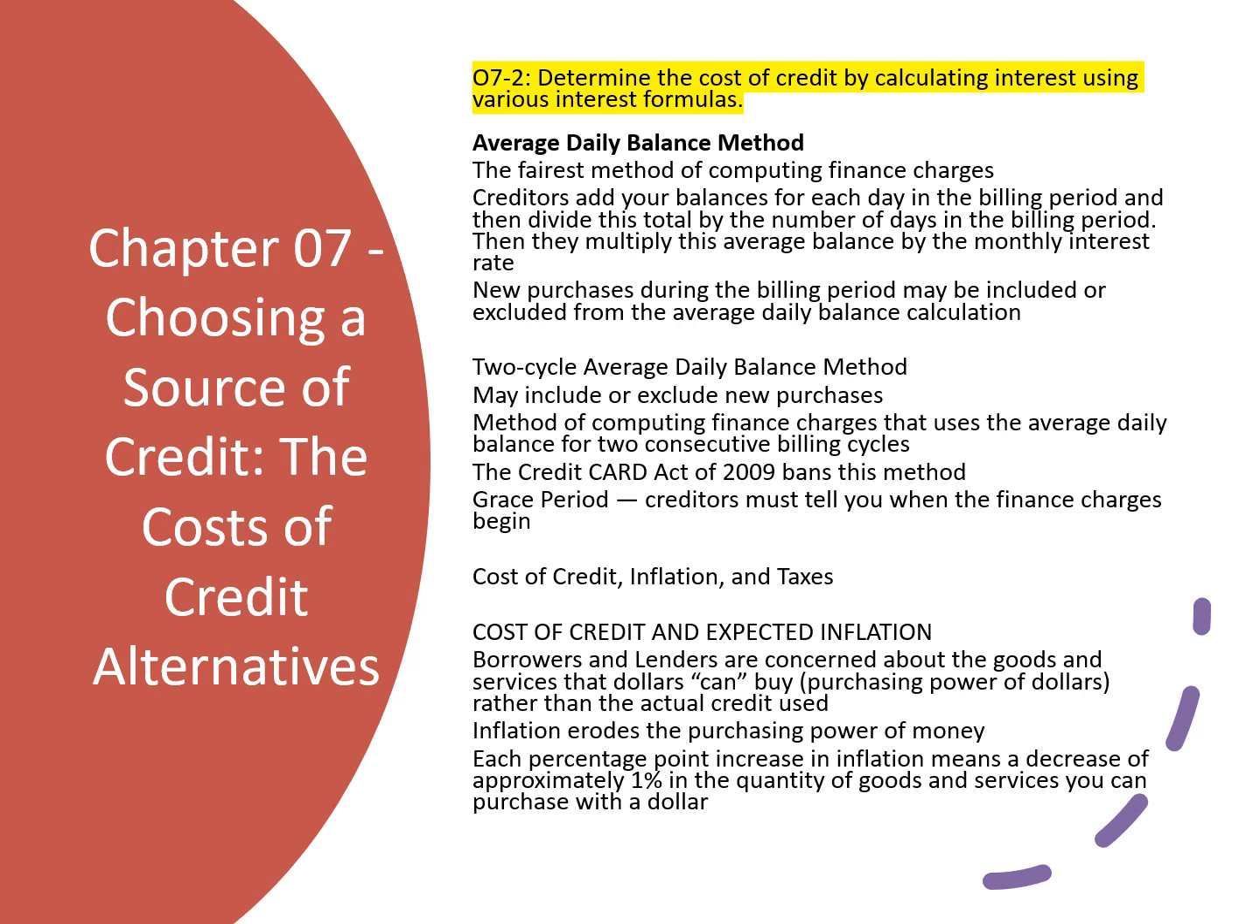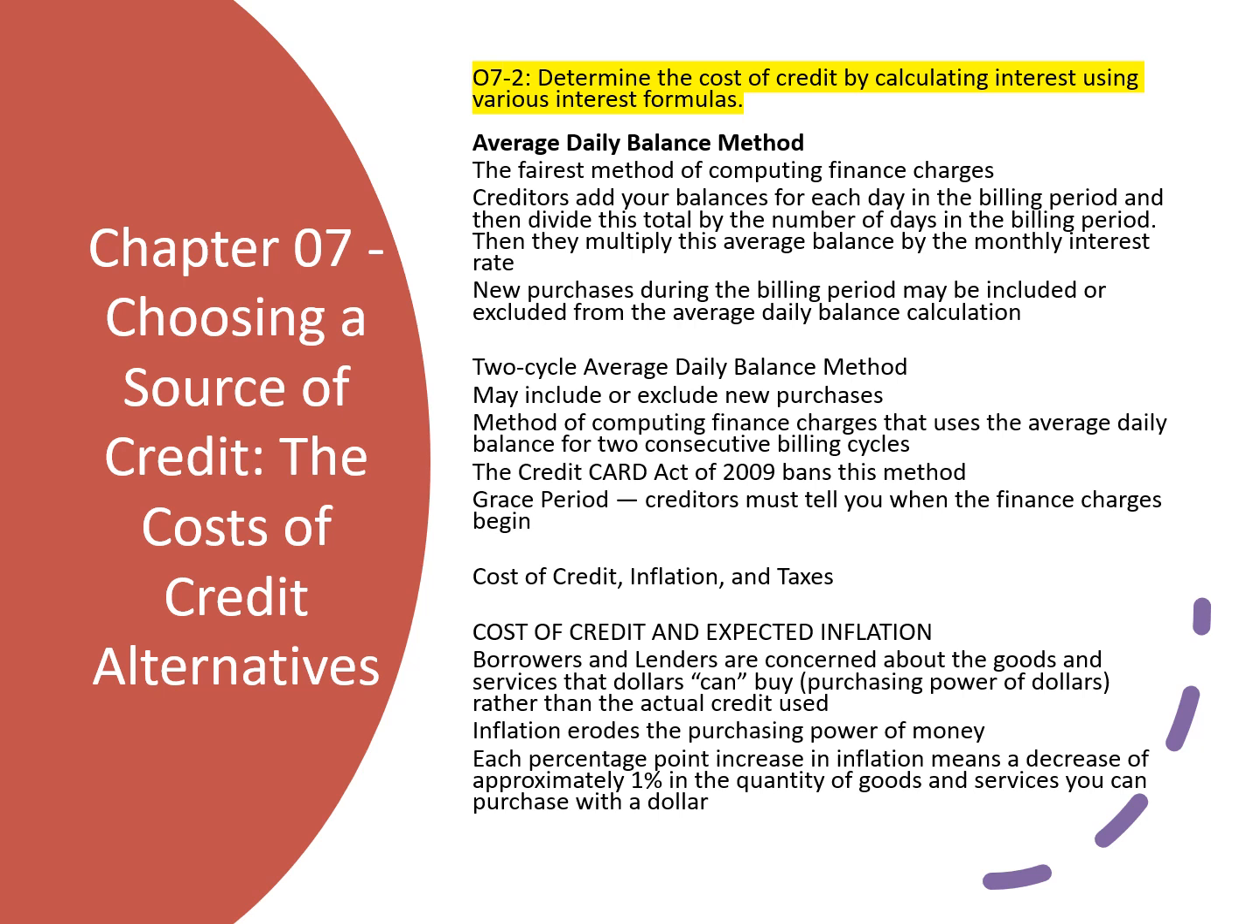So this average daily balance method. This is the one you want to target if you have a credit card. It's pretty straightforward. It's the fairest method of computing finance charges. Creditors add your balances for each day in the billing period, then divide this by the total number of days in that billing period. Then multiply this average balance by the monthly interest rate.